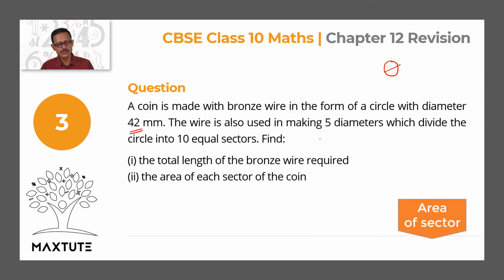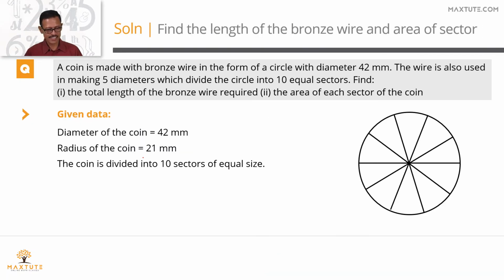The wire is also used to make 5 diameters which divide the circle into 10 equal sectors. We need to find out two things. The total length of the bronze wire used, and second, the area of each sector. 10 equal sectors, we need to find the area of one such sector. Let's get started. Here's the data that's given to us.